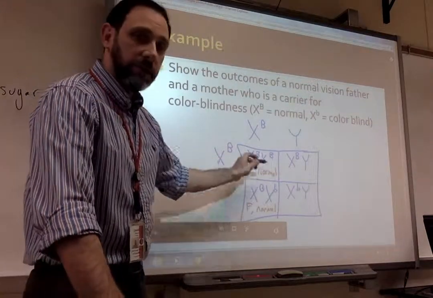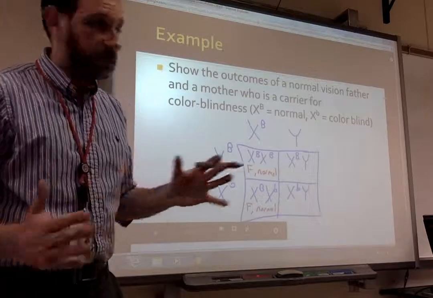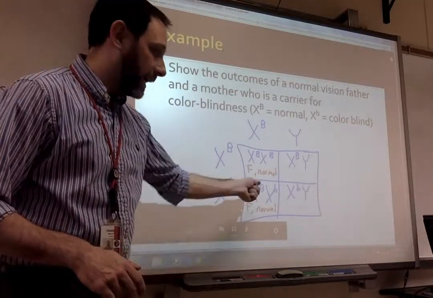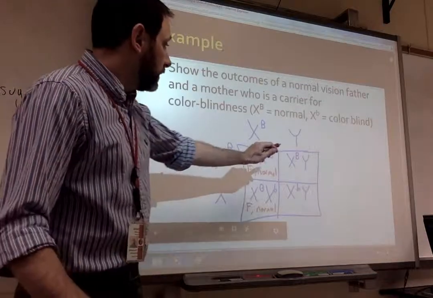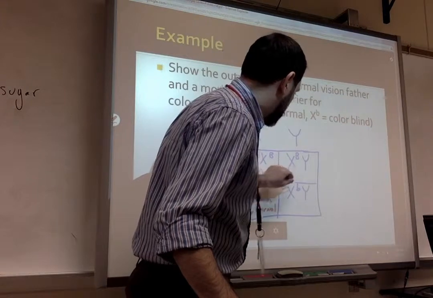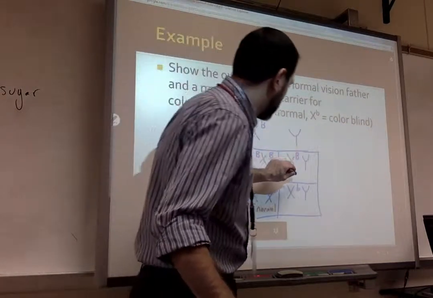So both female offspring, if these two parents had a daughter, she would definitely have normal vision. She may be a carrier, but she definitely has normal vision. Now the sons, okay? So this is a male because of the XY, and because of that capital, he's going to have normal vision.